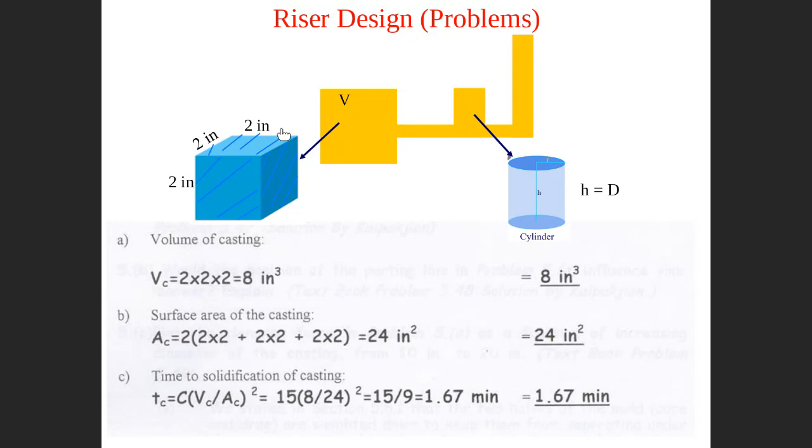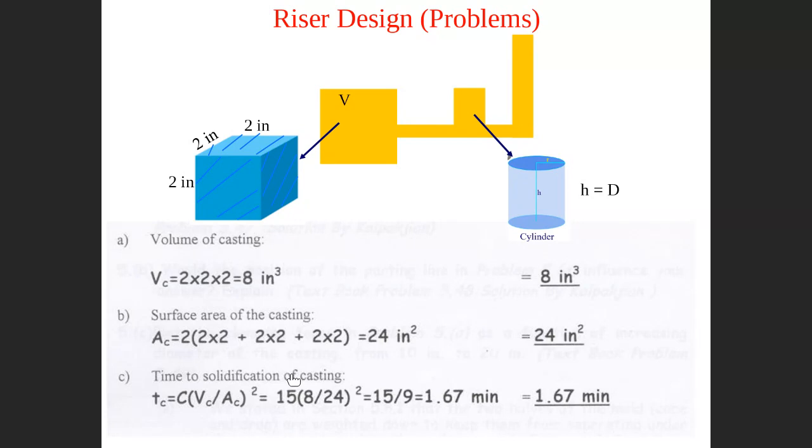Then it is 2 multiplied by 2, for a cube, times 6. 6 multiplied by 2 and 2 multiplied by 4, meaning 24 square inches. This is the surface area of the cast.